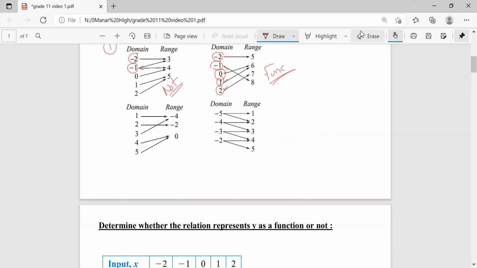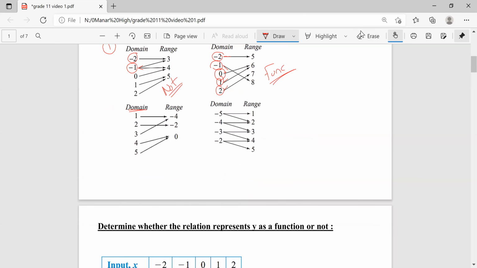Here the same, the domain. So we concentrate on the domain to see if it's a function or not. 1, 2, 3, 4, 5, all of them have 1 arrow getting out of them. So this is a function. Going to the other one, from the first input, -5, 2 arrows get out of it. So be smart. Do not look at the rest. This is not a function.